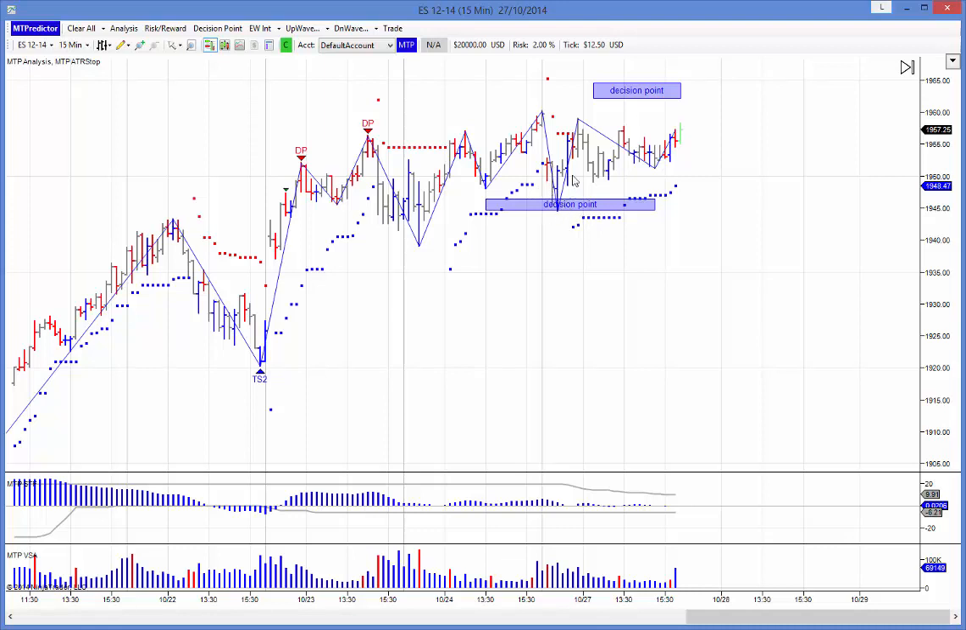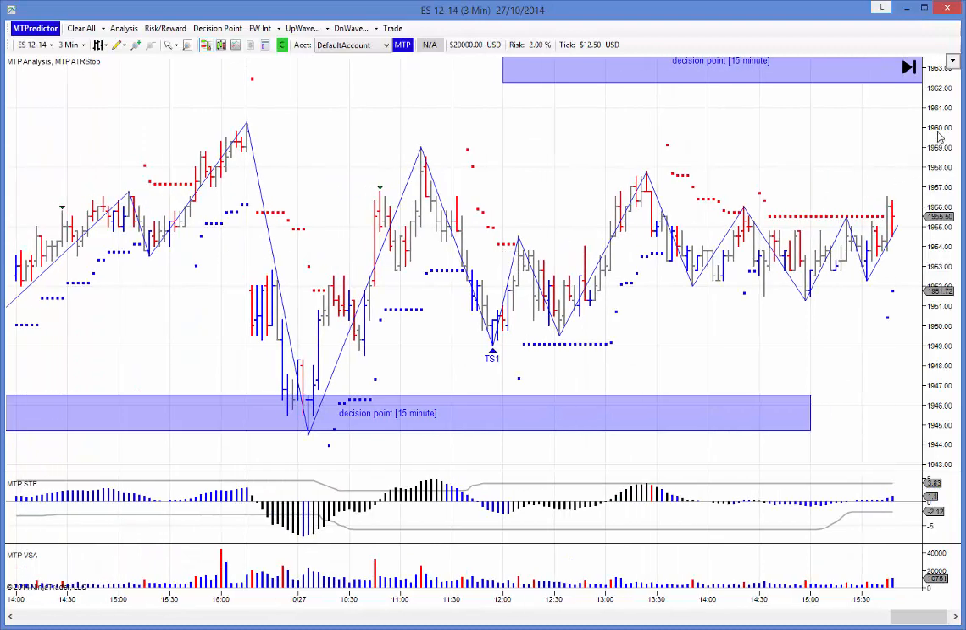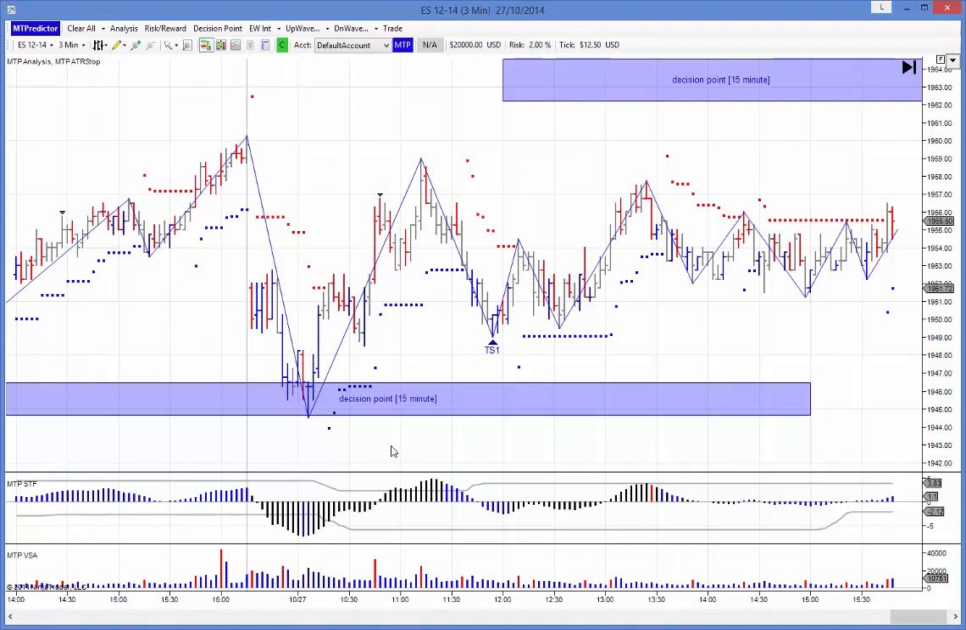If it did find support, then we'd anticipate the market was going to rally up into the next decision point level. So after this low came in, we'd anticipate the large degree trend was going to be up. If we now go down to the 3-minute chart, you can see that these 15-minute levels stay on our chart nicely for you.